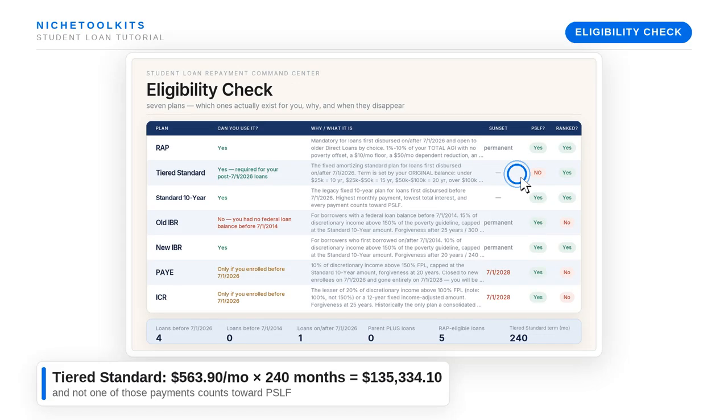Chapter 5. Start here, because this is the plan you get if you do nothing. 7 plans, 1 row each. Can you use it, and when does it disappear? Because one of the 5 loans was disbursed after July 1st, tiered standard is required. $563.90 a month, 240 months, $135,334, and not one of those payments counts toward public service loan forgiveness.